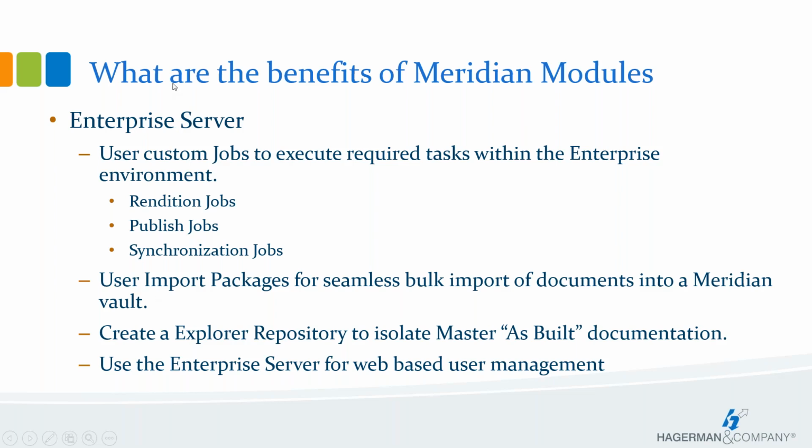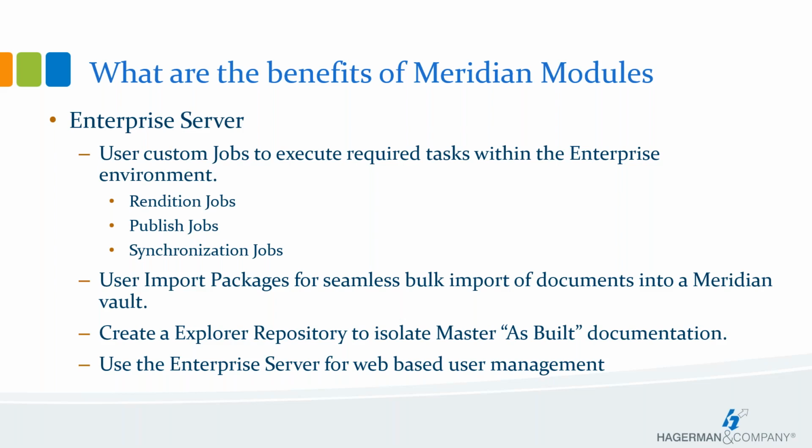Another thing that can be leveraged within Enterprise is the import packages. So if you're doing bulk imports of documents from, let's say, an external contractor or from a server into your Meridian Vault, with the use of an Excel datasheet, you can merge metadata and document content into a single object within Meridian seamlessly. So once again, that's using import packages and merging metadata with documents and bringing them into your vault into their correct location.